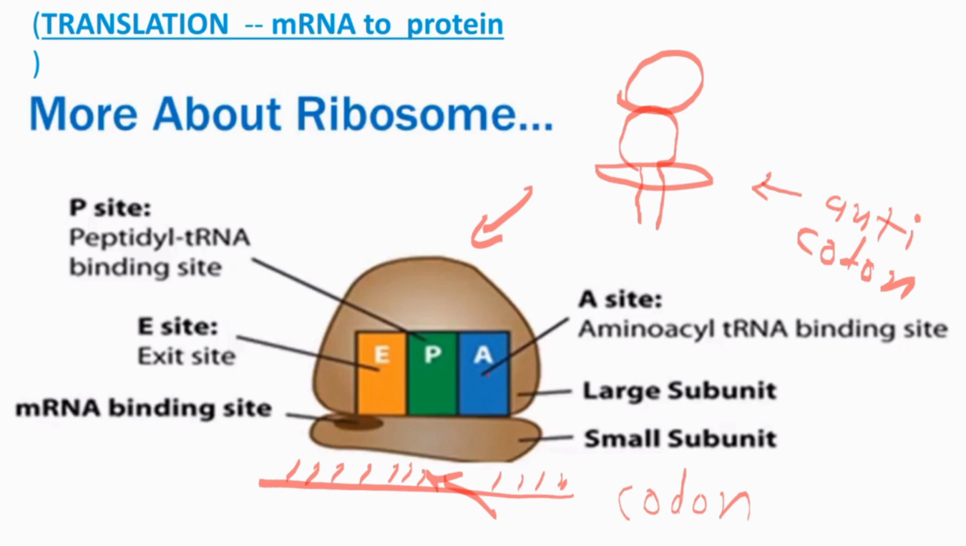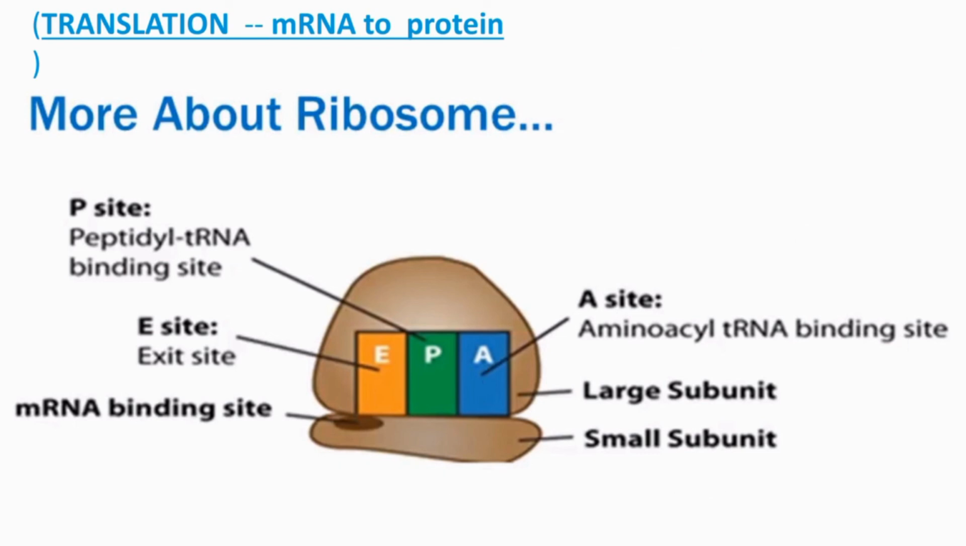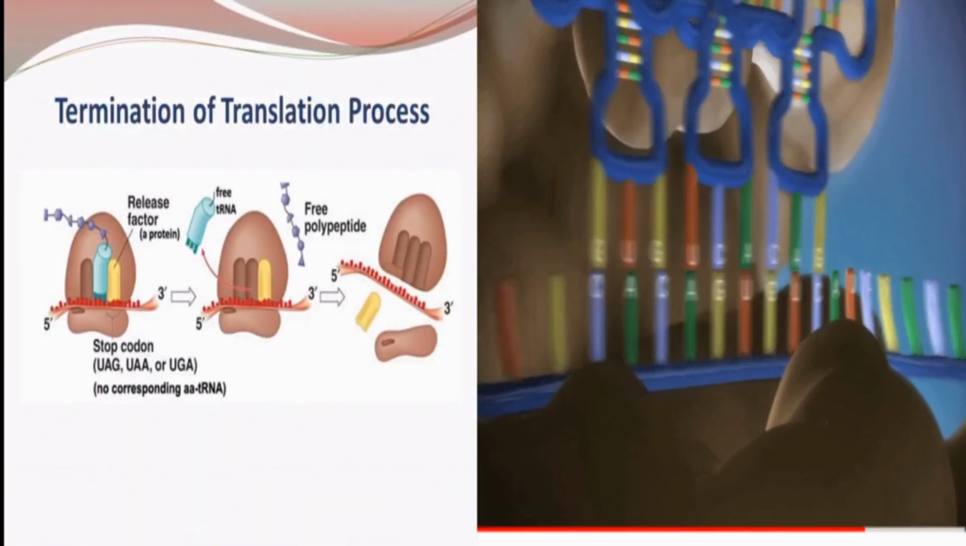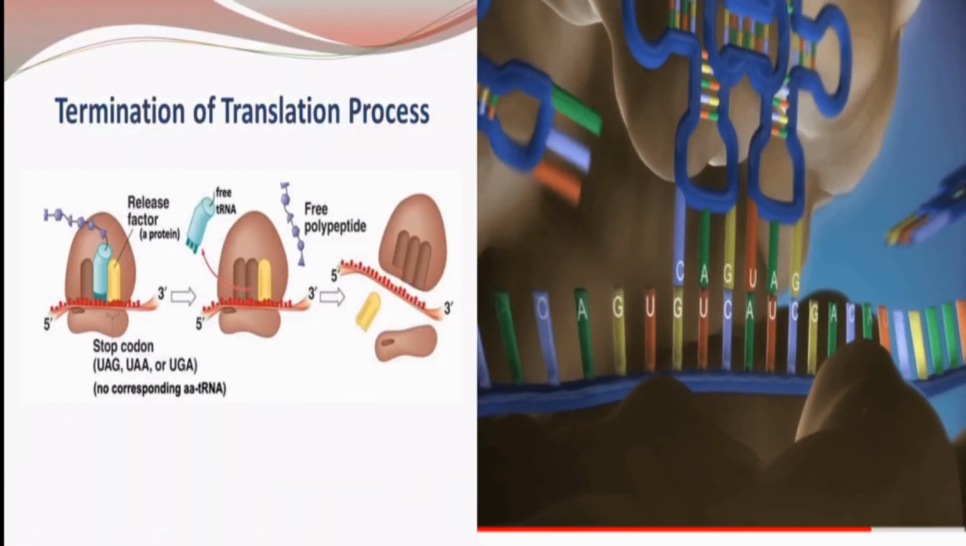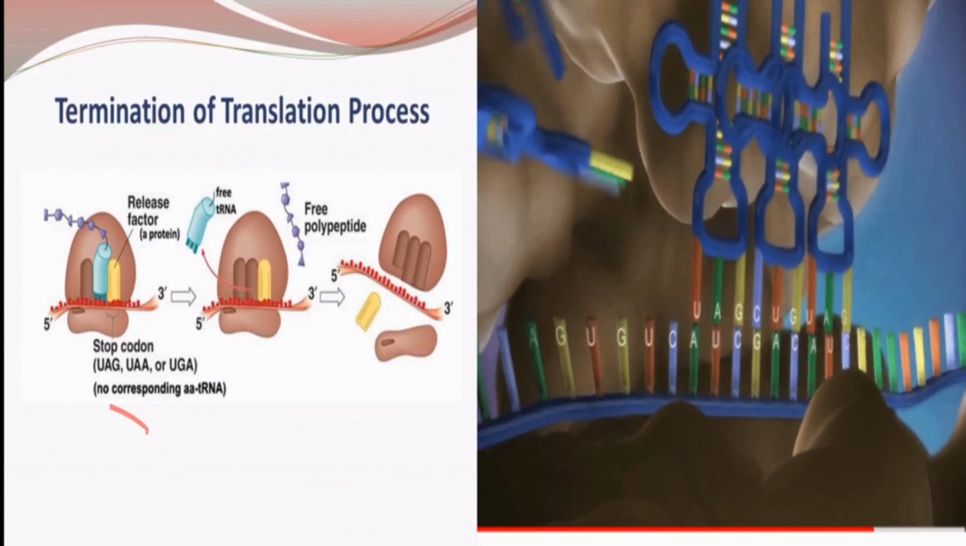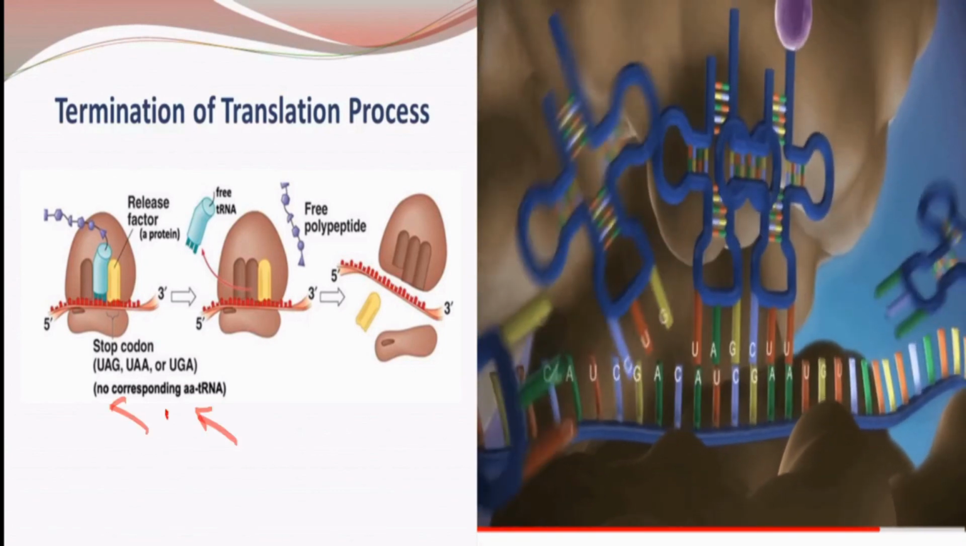In this way there is a continuous formation of the peptide chain. A peptide chain is nothing but a sequence of amino acids. This is the final product of protein synthesis. Until and unless there is a stop codon on the mRNA, the chain is continuously synthesized. There are three stop codons: UAG, UAA and UGA.